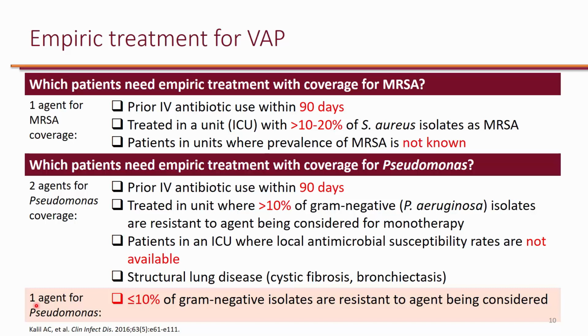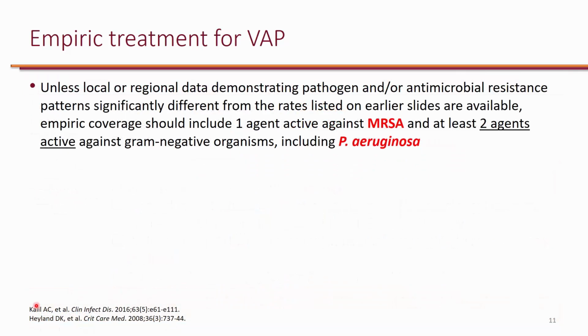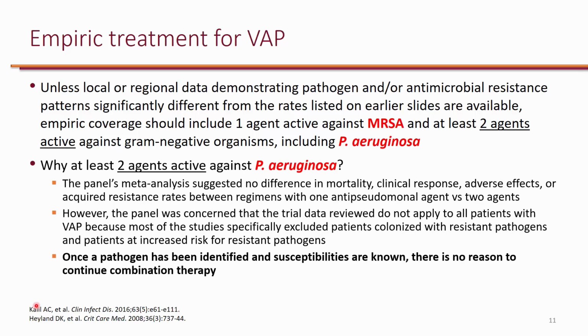Now keep in mind that most anti-pseudomonal antibiotics, with the exception of delafloxacin, do not cover MRSA. So when we use two agents that are active against Pseudomonas, we typically end up adding a third agent for coverage of MRSA, typically vancomycin. And the reason the guideline recommends two agents active against Pseudomonas for empiric therapy is that in case one of the agents doesn't cover the Pseudomonas, the other one should cover it.